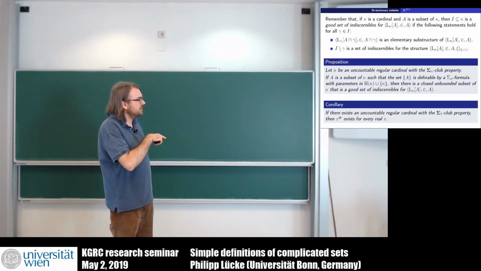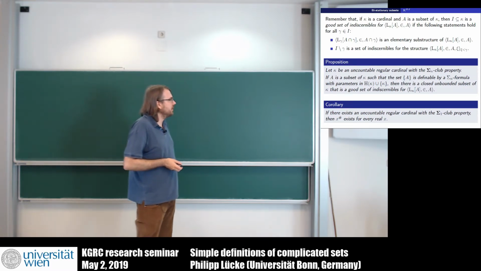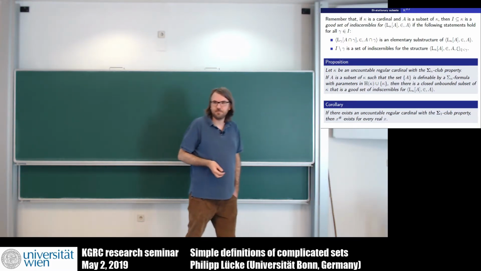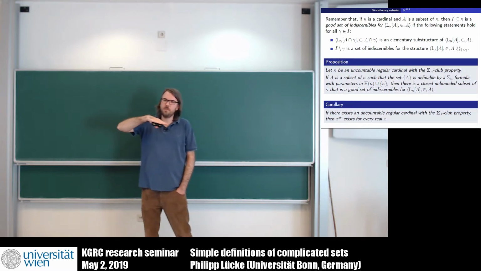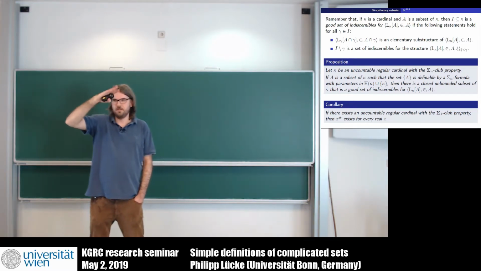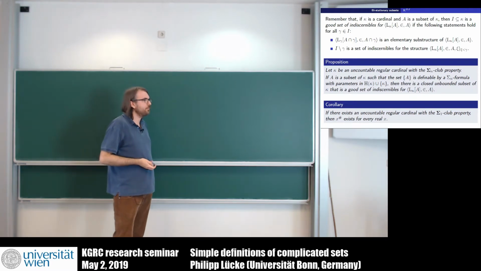But this now already gives us a lower bound for the Σ1 club property, because if you have such indiscernibles, you get sharps. So sharps are a lower bound, and ω1 iterable cardinals are an upper bound, and you're in this corridor.